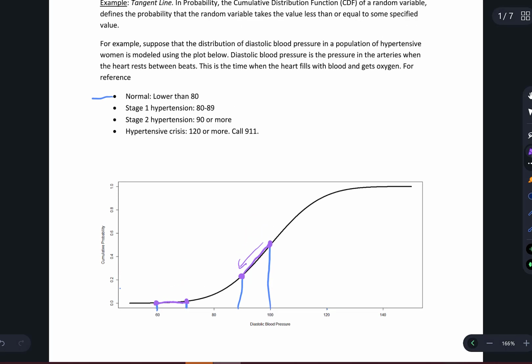And so this idea of looking at tangent lines, really looking at derivatives for cumulative distribution functions, is a really big topic in BST 675.